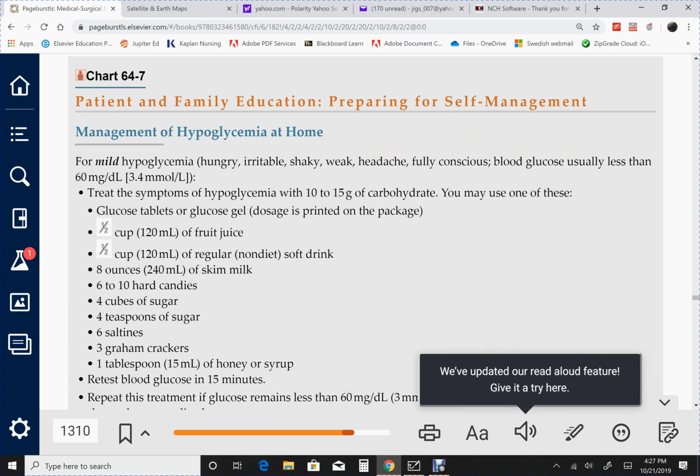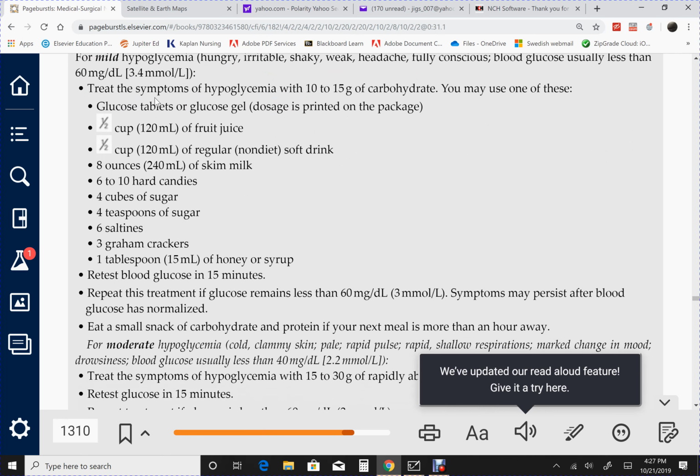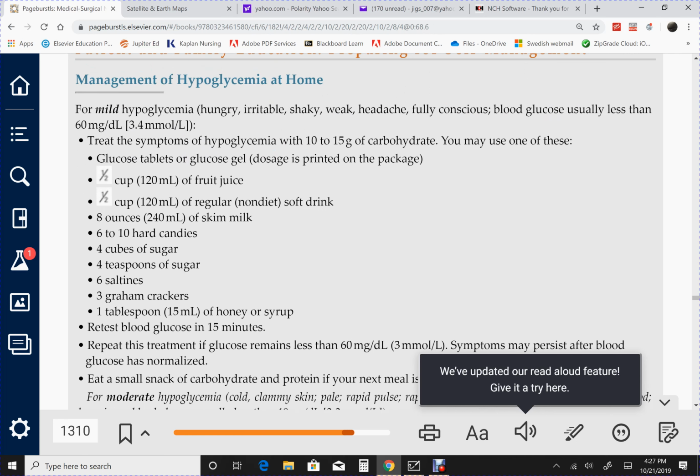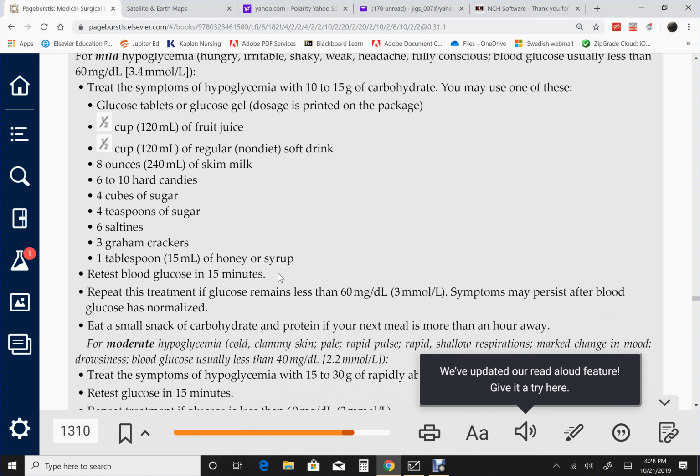Management of hypoglycemia, this is management at home. There are different levels of hypoglycemia. We have mild, which is typically less than 60, and this is your management. The rule is the 15-15 rule, meaning we check the sugar every 15 minutes, and we give up to 15 grams of carbohydrate. Okay, this is for mild, which is again less than 60 but above 40.